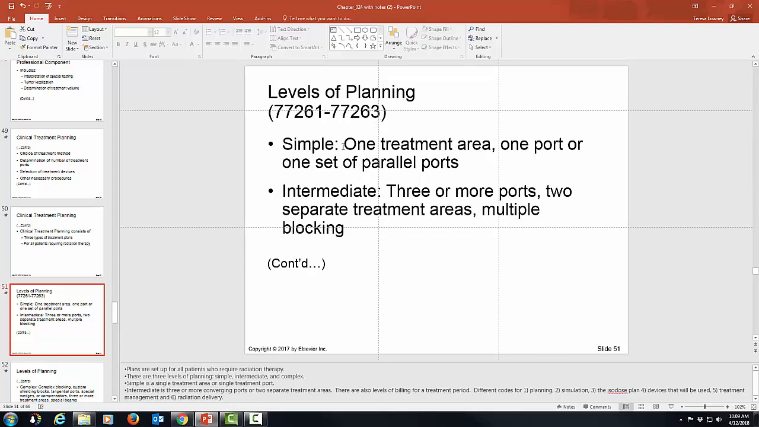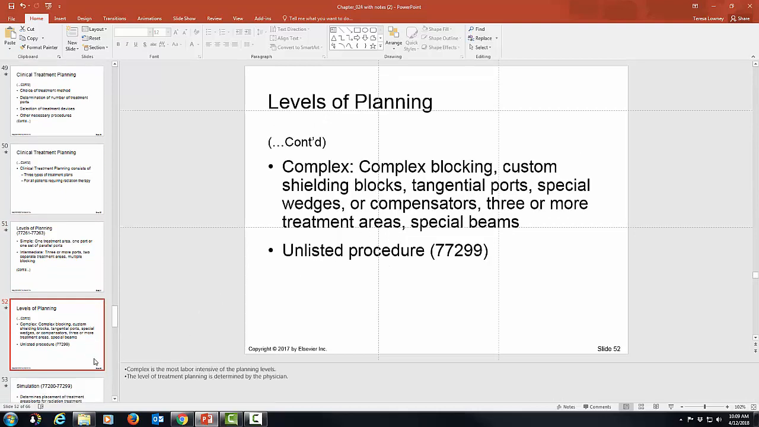So there's a simple level of planning: 1 treatment area, 1 port, or 1 set of parallel ports. Intermediate is 3 or more ports, 2 separate treatment areas, or multiple blocking. Levels of planning continued: we could talk about the complex. There's complex blocking, custom shielding blocks, tangential ports, special wedges or compensators, 3 or more treatment areas, and special beams.